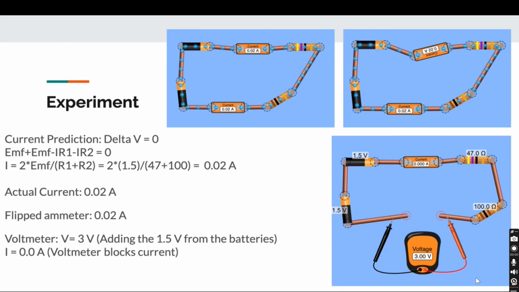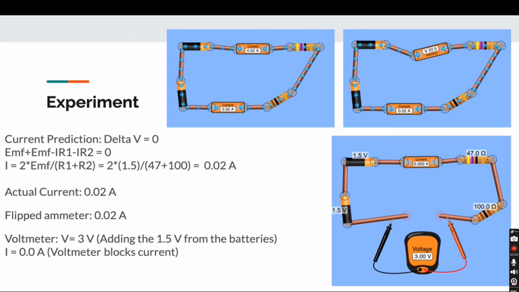So the first part of this experiment was to find the current when it's connected to two batteries. There's two resistors and two ammeters, and I predicted that it would be 0.02, and I found out that the actual current was also 0.02. And when you flip the ammeter, it stayed the same. And then when you changed the ammeter to a voltmeter, the voltage was 3, which is 1.5 from each battery added together, and the current changes to 0 because the voltmeter blocks it, because the loop or the circuit is not closed.